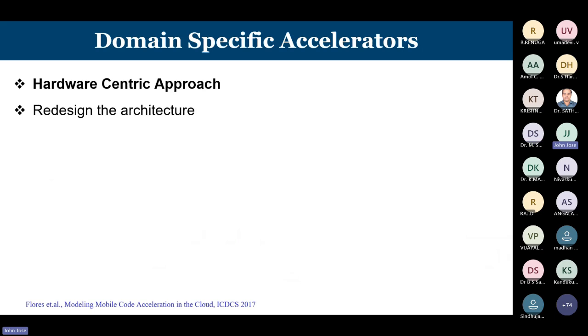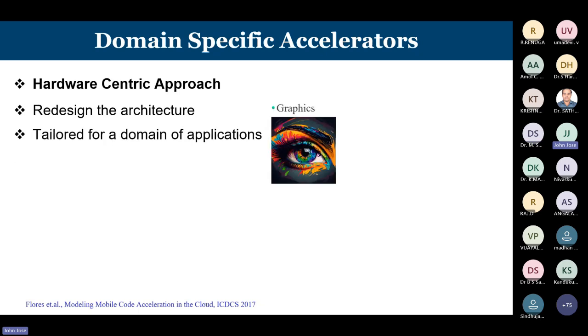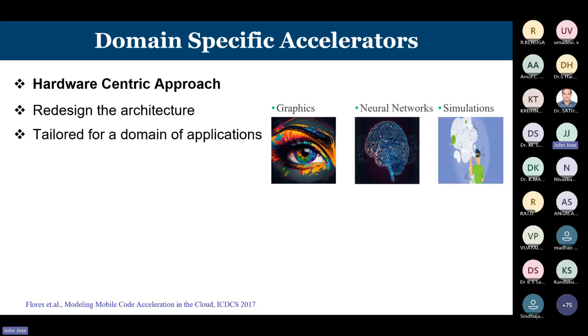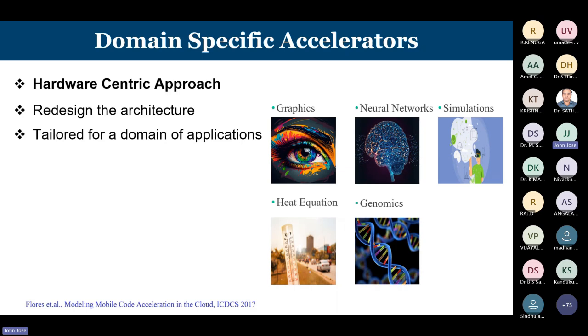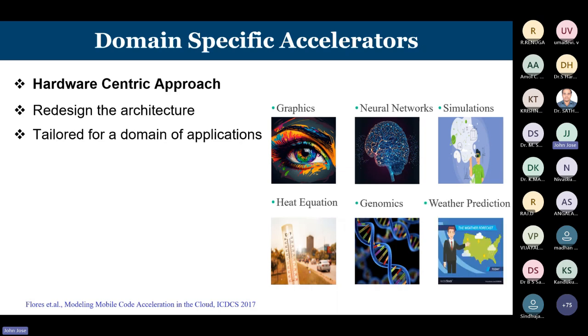Now, if you go with conventional hardware, the problem is that conventional hardware has a lot of Turing tariff when it comes to applications which have regularly repeated operations. So what we can do is redesign the architecture to be tailored for domain-specific applications. We have certain applications like graphics, where certain classes of operations are repeated again and again. Similarly, neural network simulations, heat equation, genomics, weather prediction, all of these kinds of applications have something special. These applications are heavily dominated by certain classes of operations.